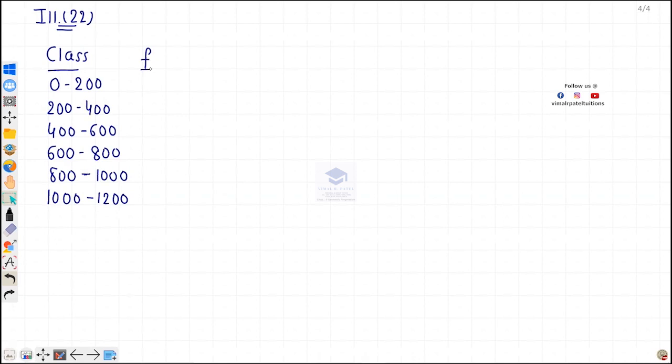Your cumulative frequency is 2, 8, 17, 32, increasing. So to find the original frequencies, the first is as it is, 2, then 8 minus 2 is 6, then 17 minus 8 is 9, then 32 minus 17 is 15, 57 minus 32 is 25, and 75 minus 57 is 18. So we have 2, 6, 9, 15, 25, 18.